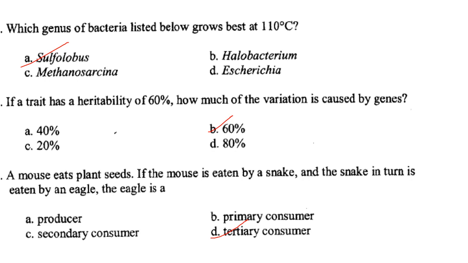A mouse eats plant seeds. If a mouse is eaten by a snake and the snake is in turn eaten by an eagle, the eagle is. So the mouse is the primary consumer, so it eats plant seeds. Then the mouse is eaten by a snake, that is the secondary consumer, and the snake is eaten by the eagle, so that is the tertiary consumer. So answer is option D, that is tertiary consumer.